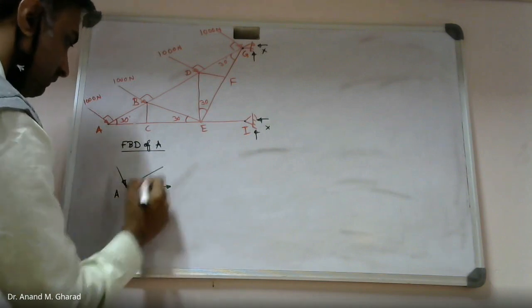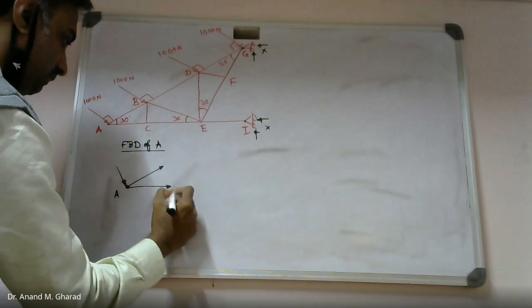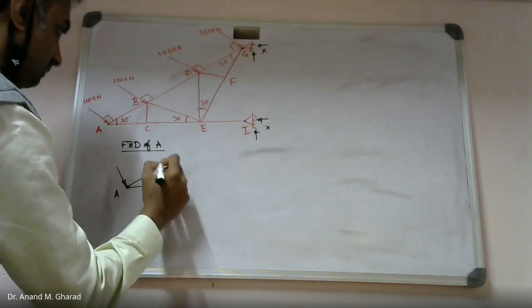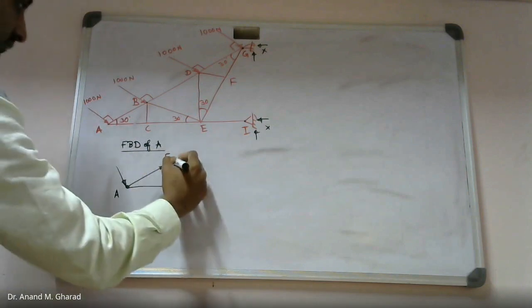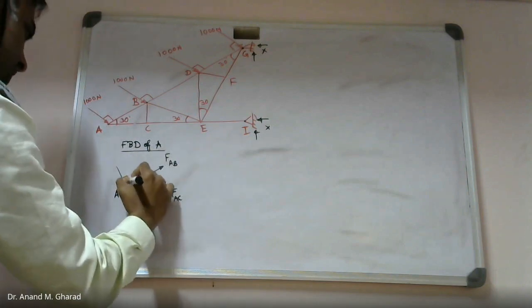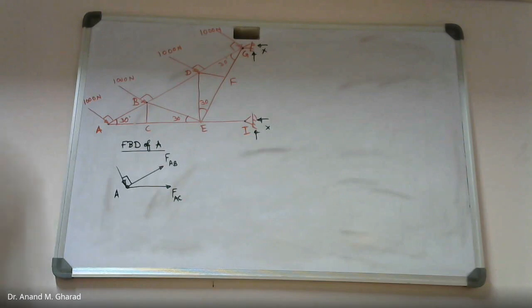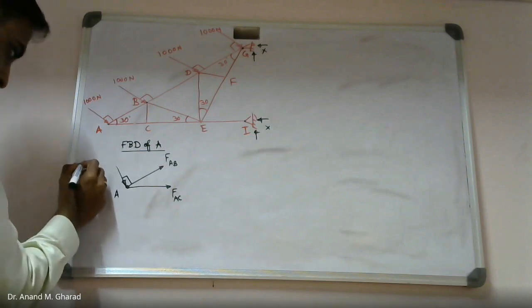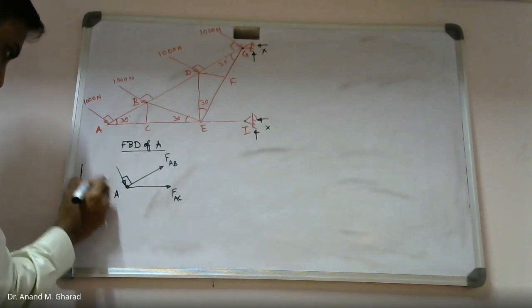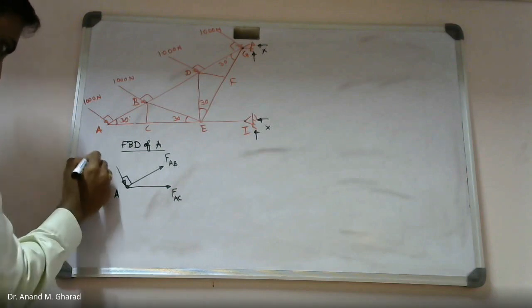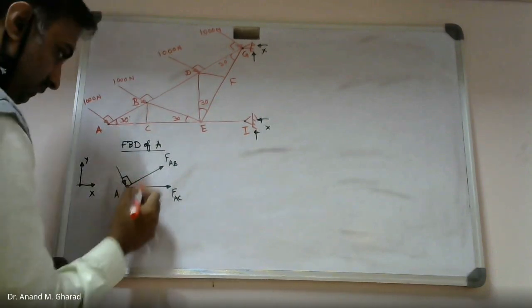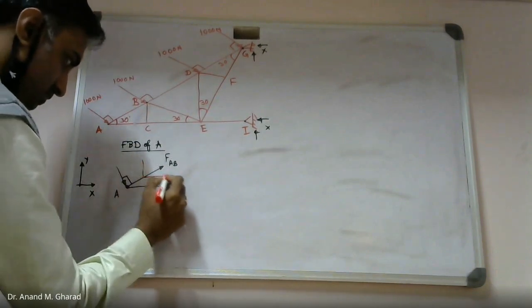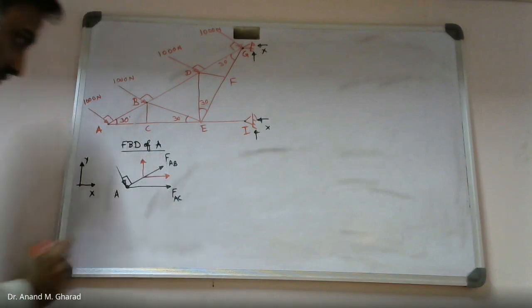So let me consider tension force. Force in member AC, force in member AB. Okay. So this is perpendicular force, right? What we are doing, we assume this axis x and y, and with respect to this axis system, now you can evaluate the unknown member forces.